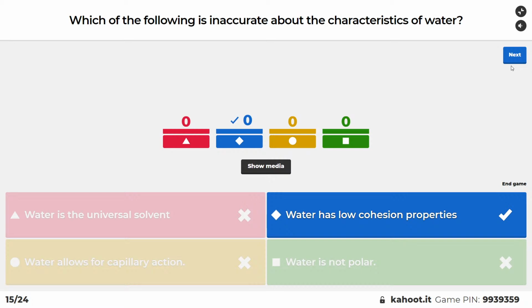It's all right. Just know water is polar. That's all we need to get from this. So water is a universal solvent. You've probably heard of that a lot of times, because it dissolves most things because it's polar. You'll learn more about that in chemistry again. Water allows for capillary action, and that's how trees and plants work. And water is not polar.